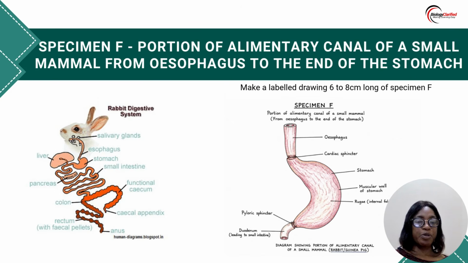So this is the portion of specimen F where we are told to provide only the esophagus to the end of the stomach. I just give you the diagram of rabbits so that you can understand the organ before the esophagus, the organ next, and the organ after. You can pause this video to study the diagram.